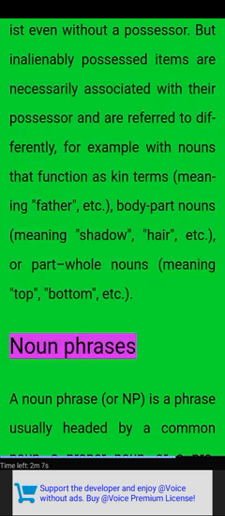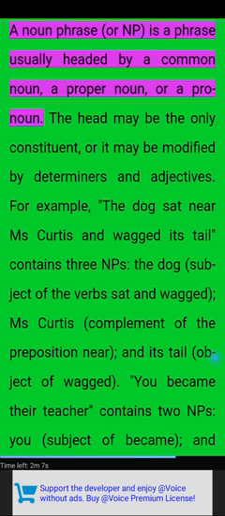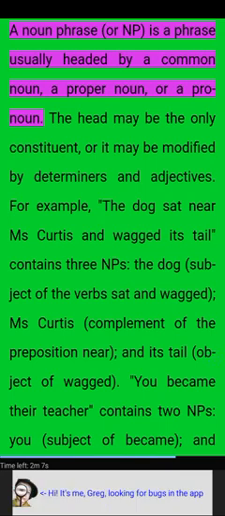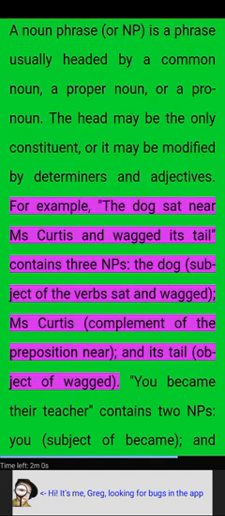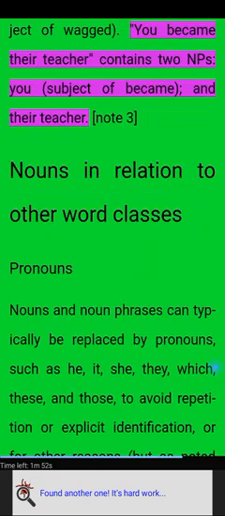Noun phrases. A noun phrase, or NP, is a phrase usually headed by a common noun, a proper noun, or a pronoun. The head may be the only constituent, or it may be modified by determiners and adjectives. For example, "The dog sat near Miss Curtis and wagged its tail" contains 3 NPs: the dog, subject of the verbs sat and wagged; Miss Curtis, complement of the preposition near; and its tail, object of wagged. "You became their teacher" contains 2 NPs: you, subject of became, and their teacher.